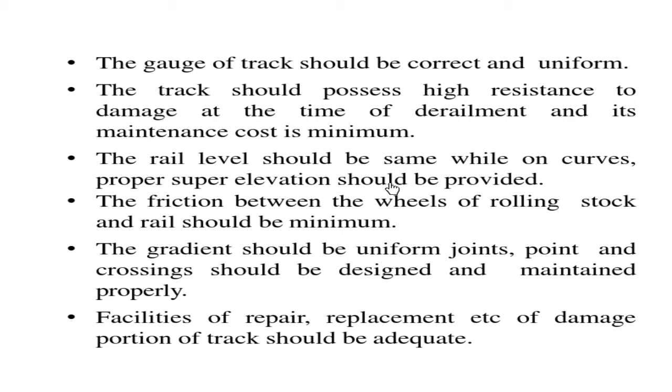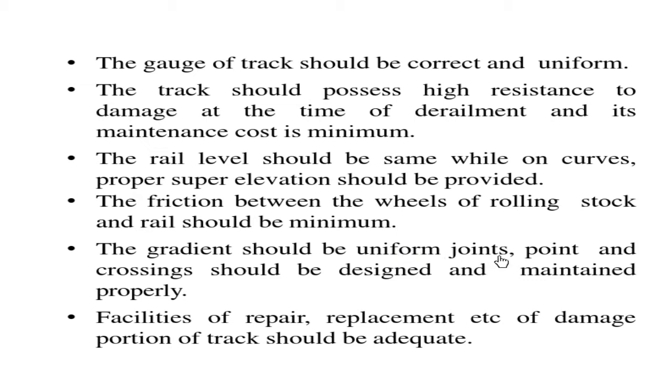You know what super elevation is? You might have studied it in Transportation Engineering 1. Super elevation is when the outer edge of the curve is banked or raised above the inner edge. Then the friction between the wheels of rolling stock and rail should be minimum. The gradient should be uniform. Gradient means the slope or the degree with which the track goes up and down.